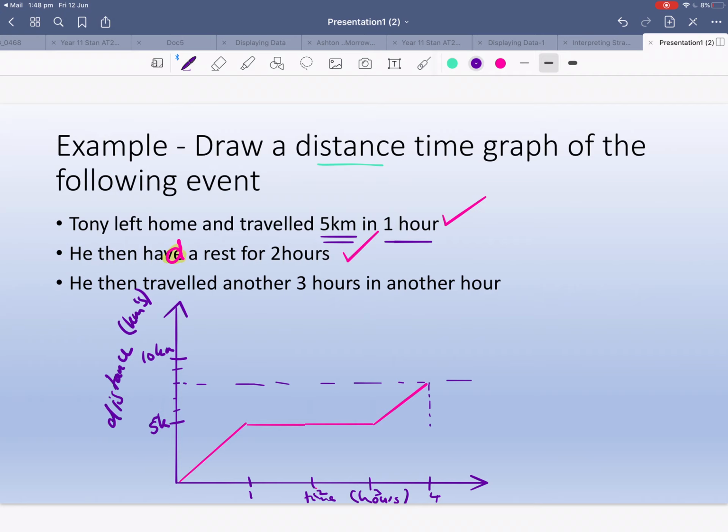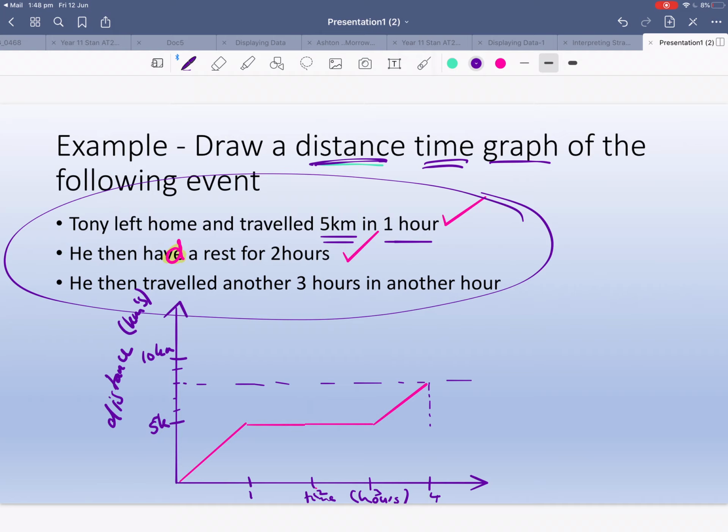Distance in kilometers. So what we have here is that we've drawn a distance time graph with the following event. So of this information, we've drawn it, and it's in pink, and it's amazing, and it's wonderful.